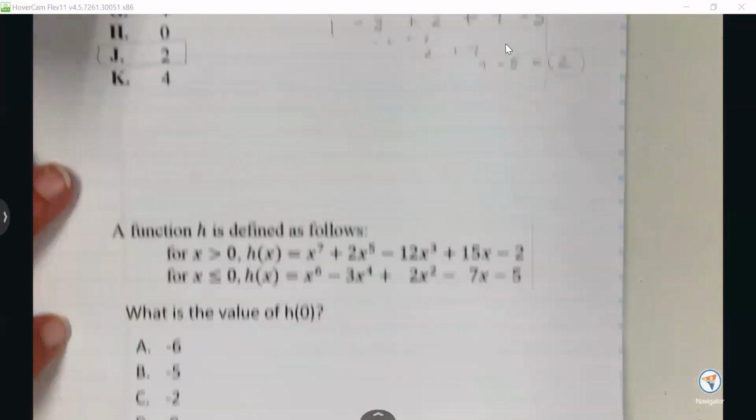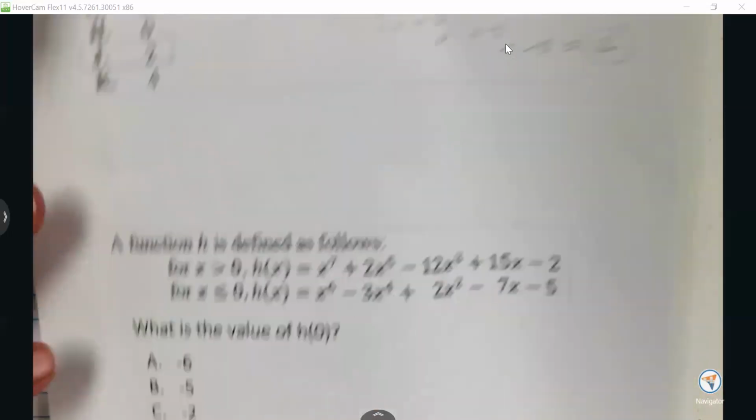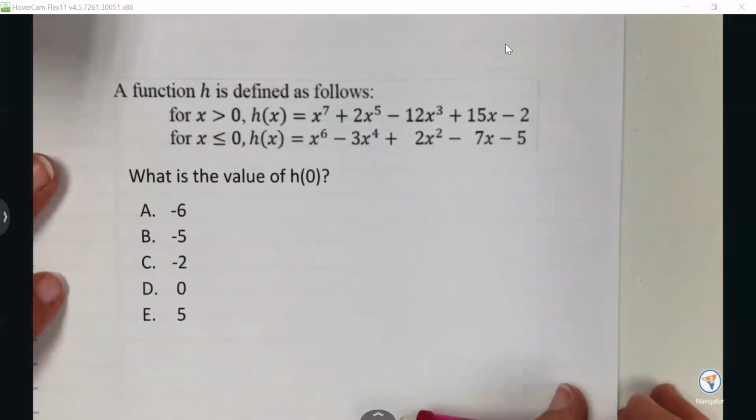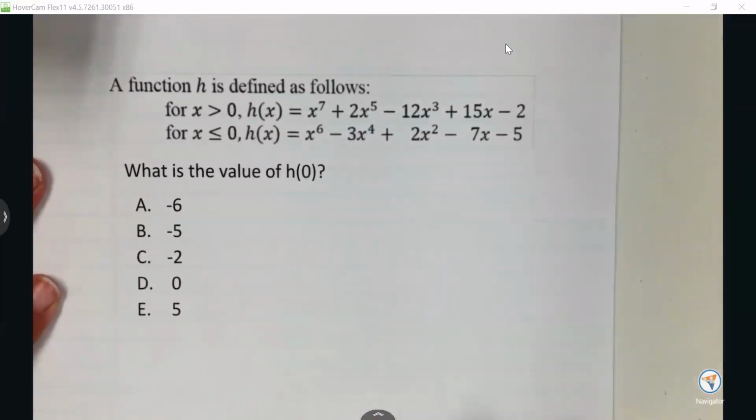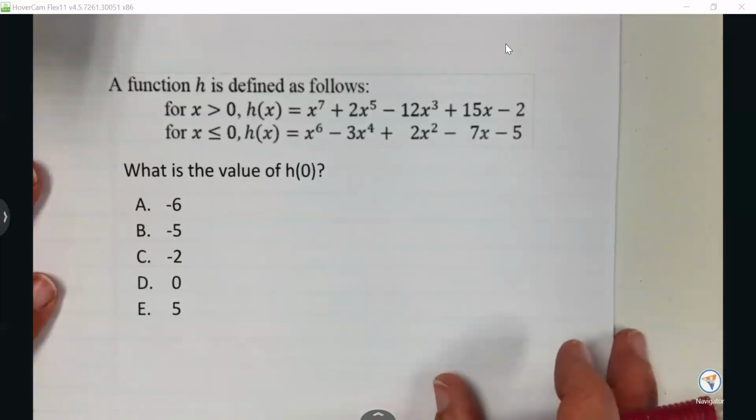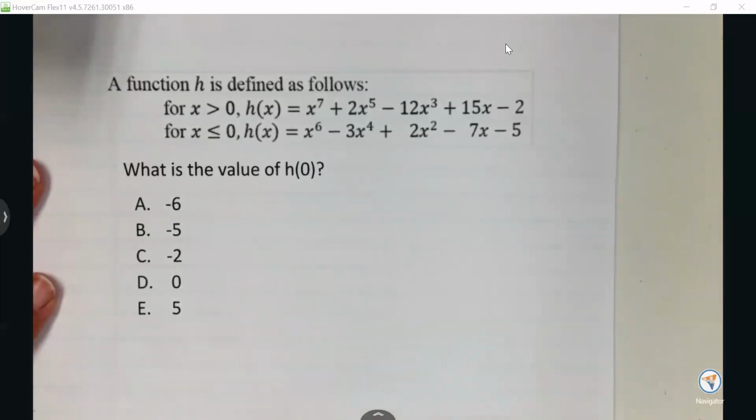So if you want to pause it, I've got another problem here, similar. It's the same polynomials. This time I want to know what the value of h of 0 is. So you can pause it and try it and then play again.